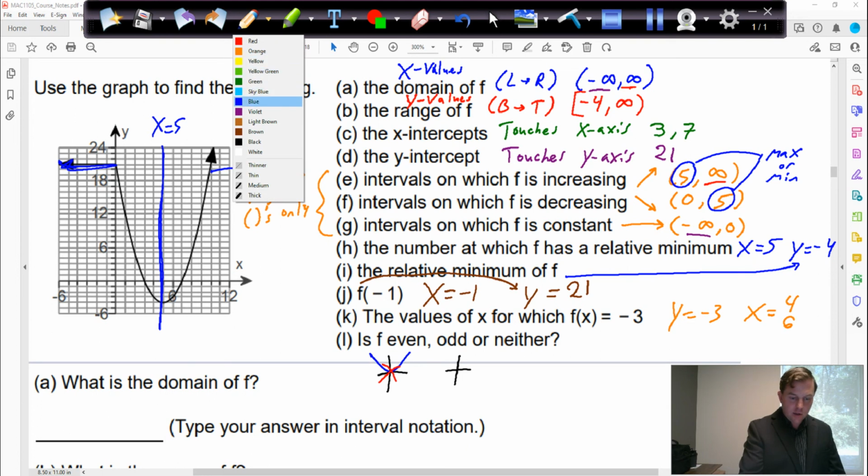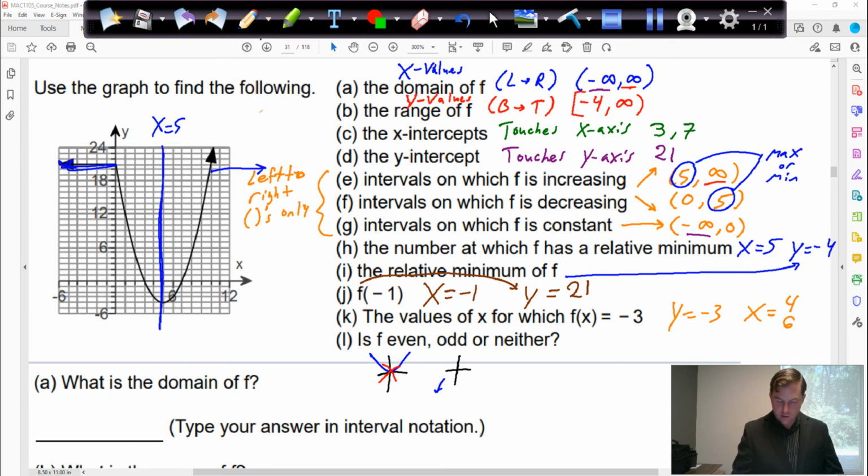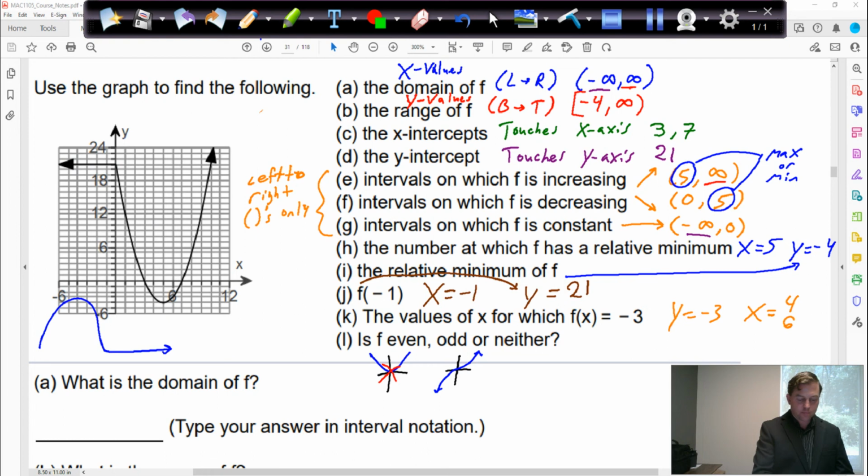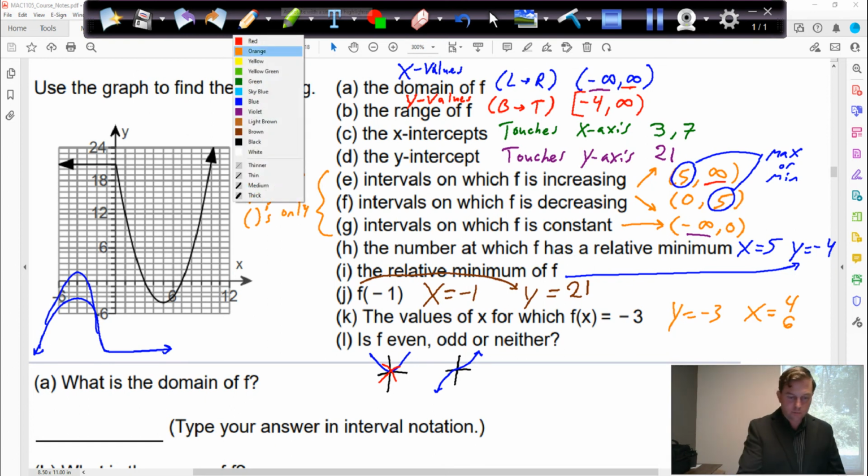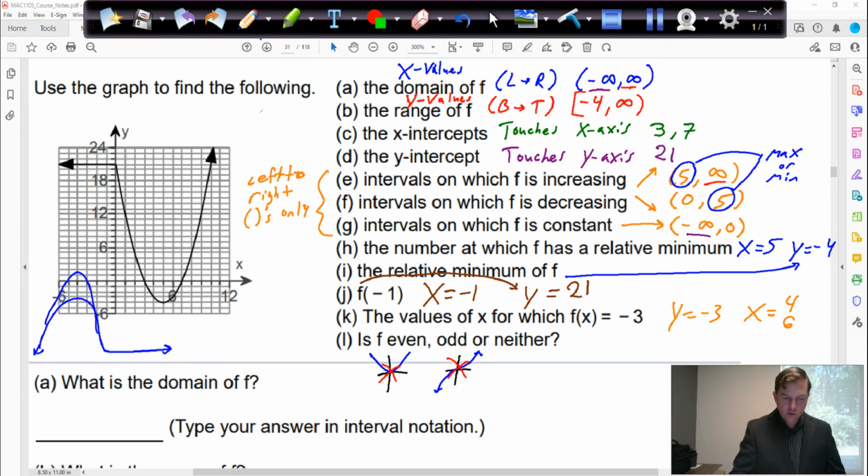Odd, it would have to look like this. It would be mirrored about the origin. So for that to be true with this drawing, not only would we have to flip it up and down, we'd have to flip it left and right, so it would have some portion like this, down here in the third quadrant. And it actually would go up like this too. But we don't see that, so that one's out too. So the answer here is neither. It doesn't have any of those symmetries.